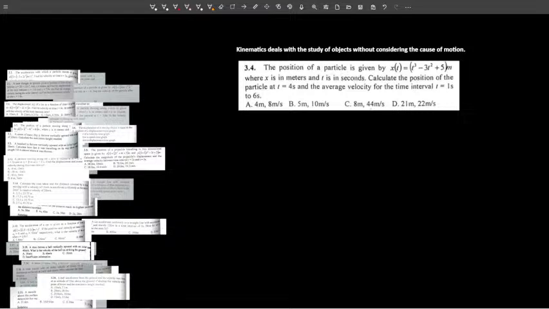Let me go back to solving this question again, okay? I think the network went off at the point when I was solving. They said the position of the particle is given by x equals t raised power 3 minus 3t squared plus 5, where x is in meters. We calculate the position of the particle when t is given. So this is like a function. We can write this as x as a function of t equals t raised power 3 minus 3t squared plus 5. Alright, so they said when t is 4 seconds.